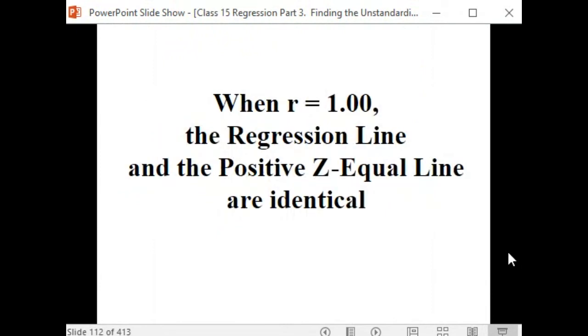When r equals 1, the regression line and the positive z equal line are identical. In other words, when r equals 1, the standardized slope of the regression line is 1. That's the same as the standardized slope of the positive z equal line. So both lines have the same slope and are identical to each other.